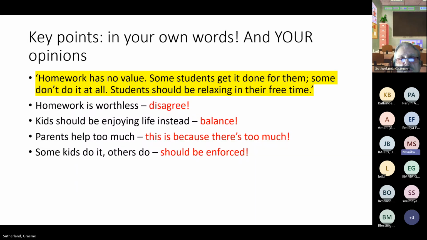So what are these key thoughts? So homework is worthless. It has no value. You can agree, you can disagree. Kids should be enjoying life instead. Maybe they should, maybe they shouldn't. Parents help too much. Maybe this is because there's too much homework. Some kids do it, others don't. It should be enforced. Those are just some of the ideas. You could write a paragraph that says that.